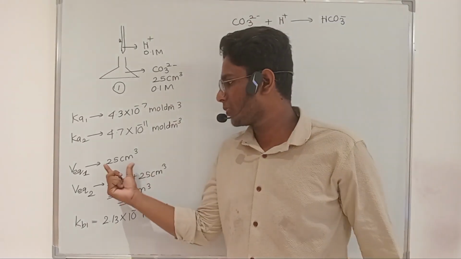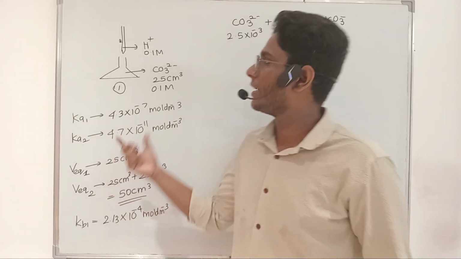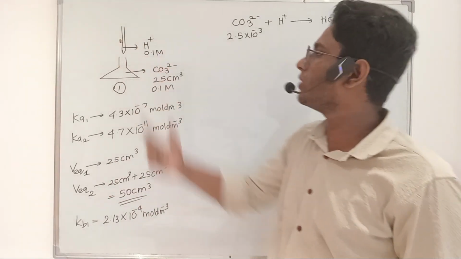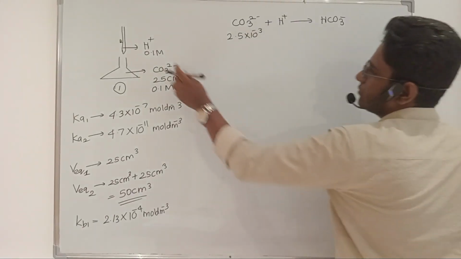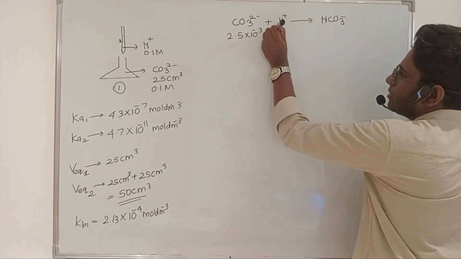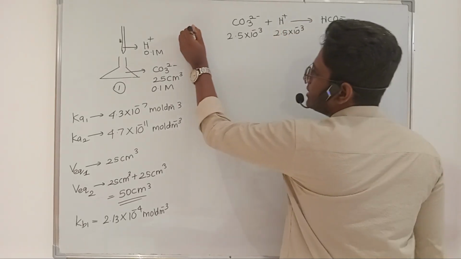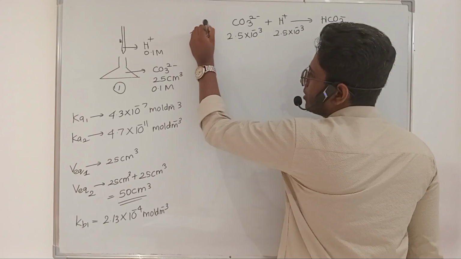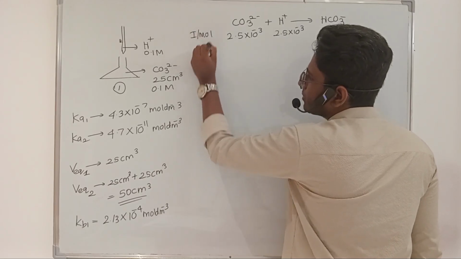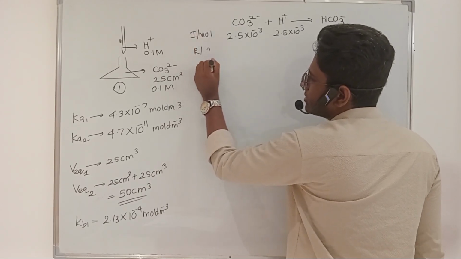The first equivalence point you found as 25 cm cubed, that is, you're adding 25 cm cubed of H plus from the burette. If you multiply by 0.1, the initial added moles of H plus is 2.5 into 10 to the minus 3 moles. This is the initial scenario, the initial moles. Now the reacted moles and the final moles, those are the three rows we write.